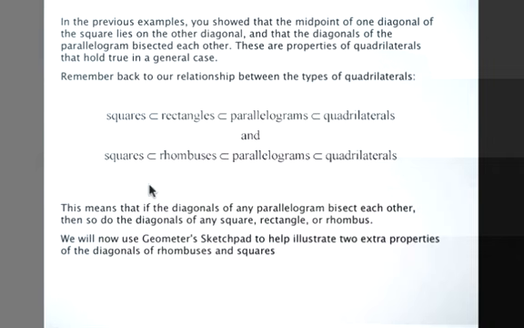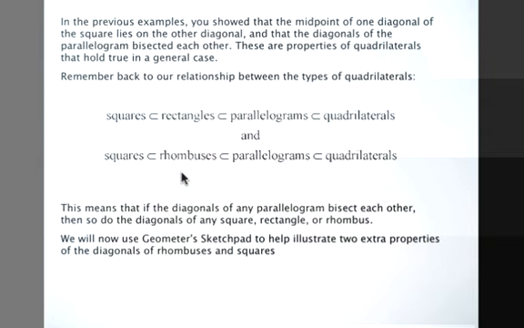So if we go back to our relationship between the types of quadrilaterals, remember squares are a special rectangle, which are a special kind of parallelogram, which are a special kind of quadrilateral. As well, all squares are a kind of rhombus, which are a kind of parallelogram, which are a kind of quadrilateral. So this interesting relationship means that if the diagonals of parallelograms bisect each other, then the diagonals of squares and rectangles and rhombuses all bisect each other, since they're all special types of parallelograms.